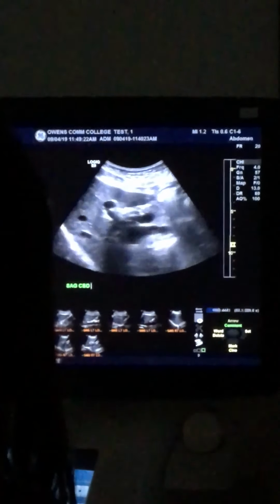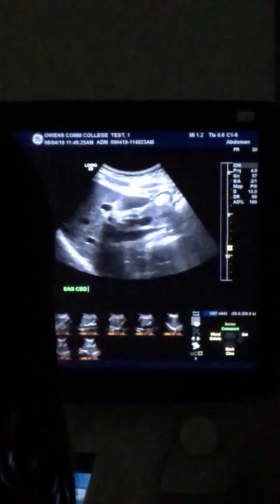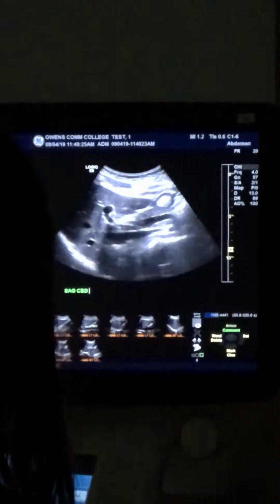Go ahead and breathe. Roll on your side. Go ahead and roll up on your side for me. Go ahead and roll this shoulder back just a little bit. So I like LPO for common bile duct.